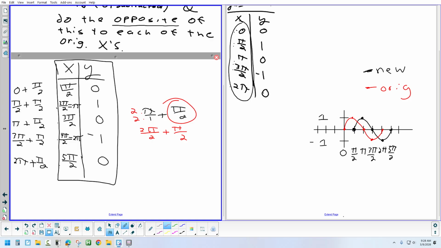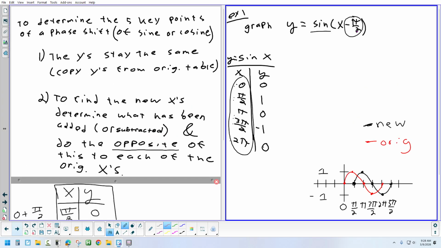And part of the reason why we only shift either pi over 4, pi over 2, or pi is because then it keeps it lined up with the tick marks. If you didn't shift those amounts, you might start ending up in the middle of tick marks, and then it gets kind of messy to draw.